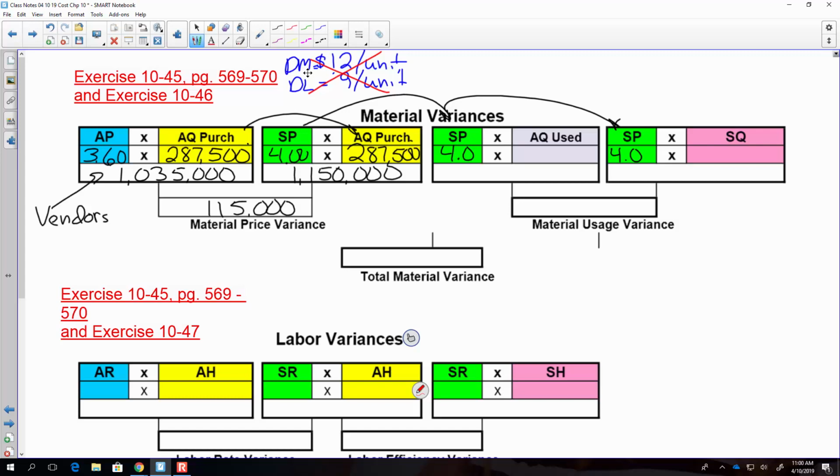Because we budgeted for a higher amount. Yeah, we did. We budgeted for 4. What did we get it for? 3.60. So this is a favorable price variance.